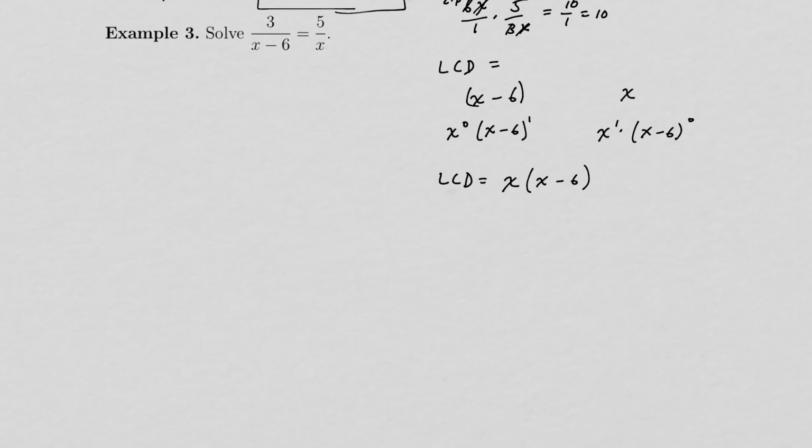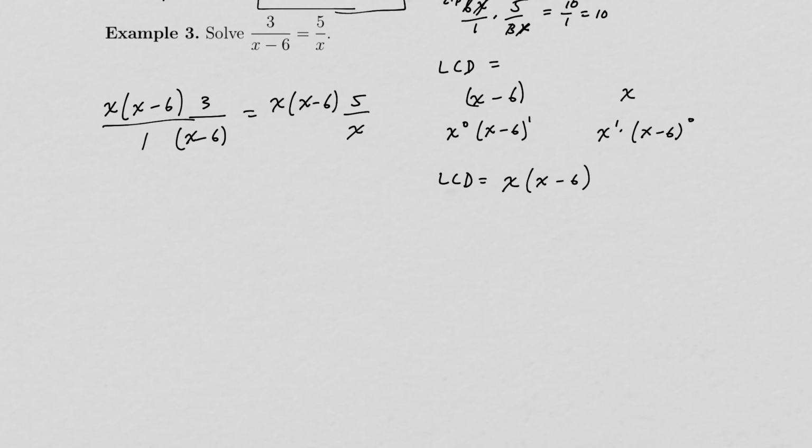Okay, so now if I multiply both sides by that, let me write this in front. So x times x minus 6 times 5 over x. Okay, on the left-hand side, what's going to happen? Well, the x minus 6's are going to cancel, right? These are going to cancel, and I'm just left with 3x over 1, which is 3x. On the right-hand side, the x's are going to cancel, and I'm left with 5 times x minus 6.